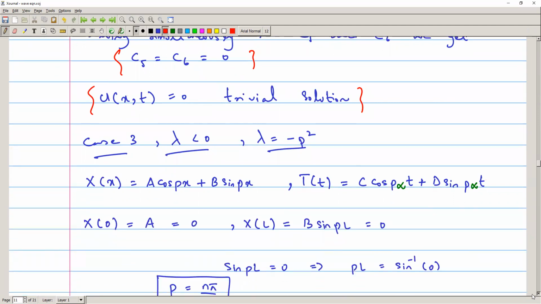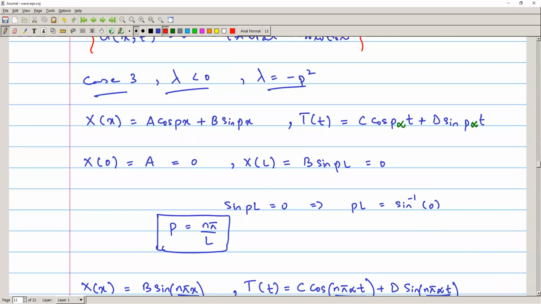For case 3, we know that lambda is less than 0, and we will take lambda equal to negative p squared. Then the equations will be of this form: X double prime is equal to negative p squared X, and T double prime is equal to negative p squared alpha squared T. From here we can solve these differential equations and get the solution, and then we will apply the boundary conditions.